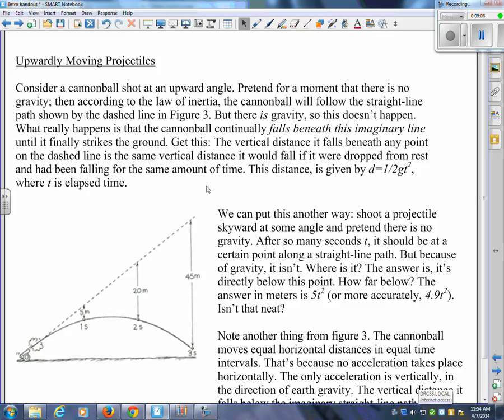Get this, the vertical distance it falls beneath any point on the dashed line is the same distance it would fall if it were dropped from rest and had been falling for the same amount of time. So if you drop a cannonball from right there, it's going to fall exactly 5 meters. And if you drop a cannonball from right there, in 2 seconds it would fall exactly 20 meters. And if you let it fall for 3 seconds, it would drop exactly 45 meters. And this is all because vertical and horizontal are independent. Gravity is pulling it down, and it doesn't care how fast it's going sideways. It accelerates at minus 9.8.